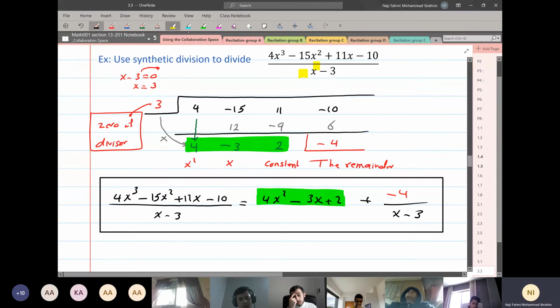Now, if we multiply 3 times negative 3 times 4, how much is that?